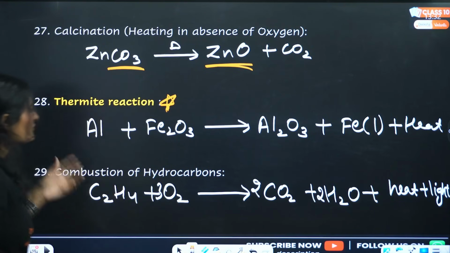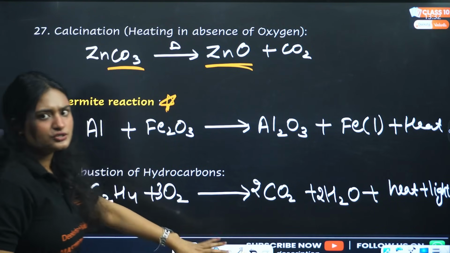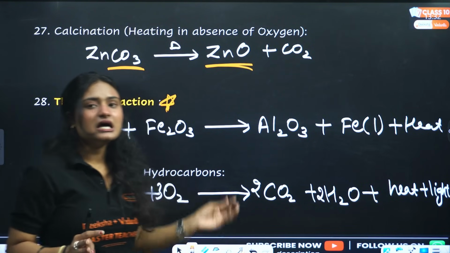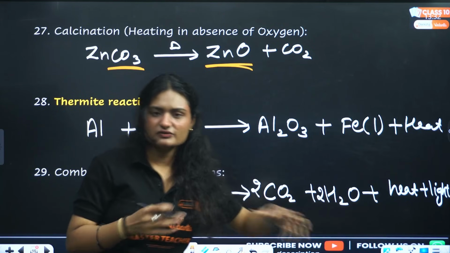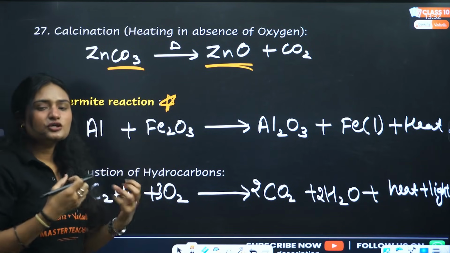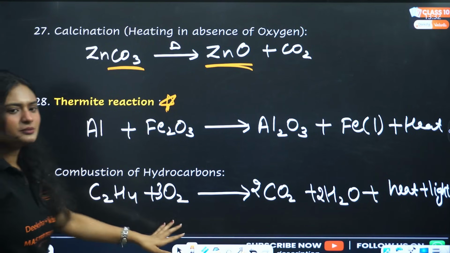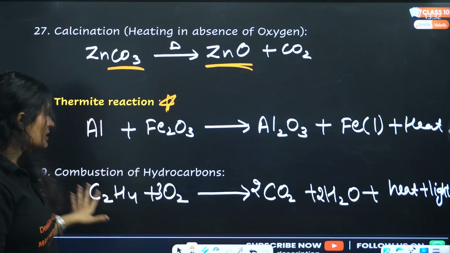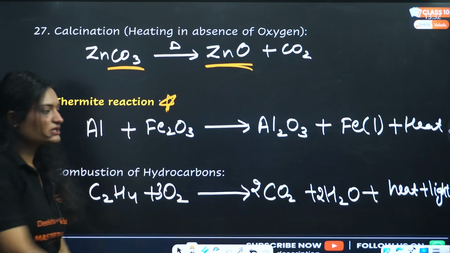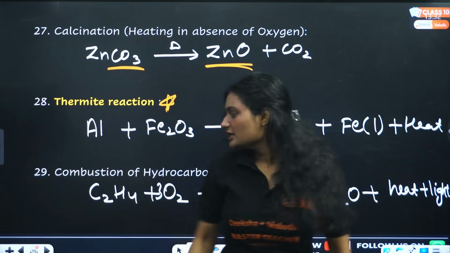Next is combustion. Whenever you are combusting anything, you are giving an unlimited supply of oxygen, and in turn we are getting heat and light. So whenever combustion is there, you feel some heat, and there is light. So this is the combustion of a hydrocarbon. Which hydrocarbon is this? This is ethene. You get carbon dioxide, water plus heat and light.